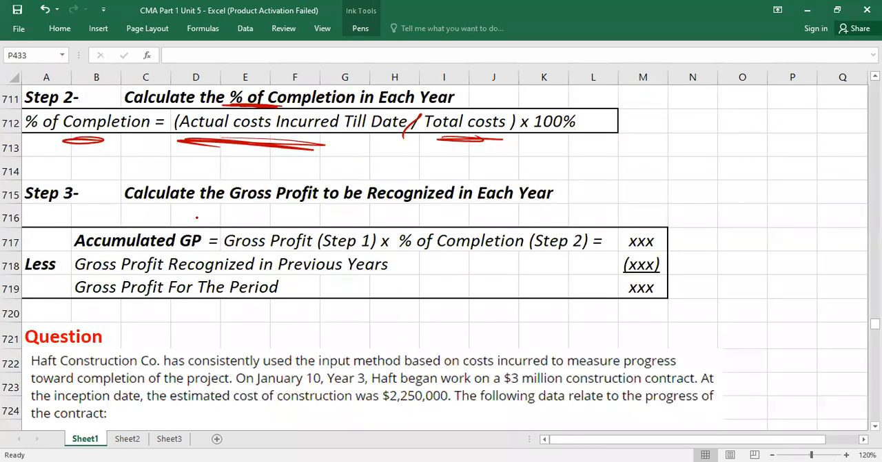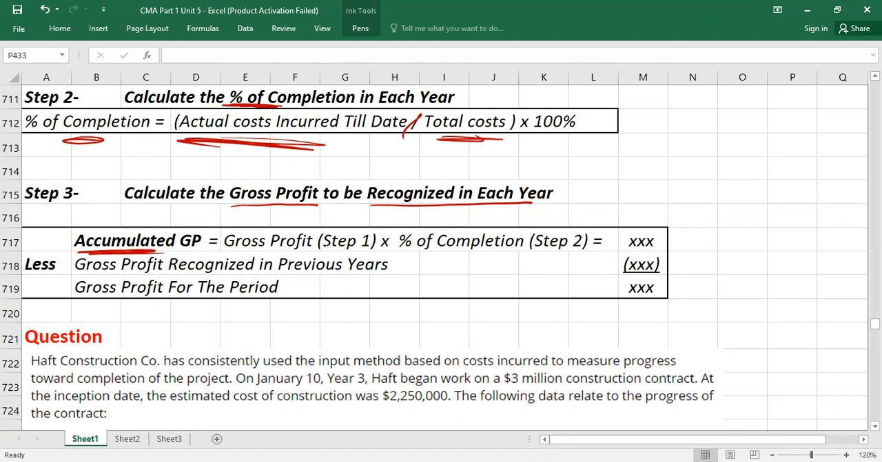And now quickly you will move to step number 3. What am I required to do? I am required to calculate the gross profit to be recognized in each year or in any given period. So what will I do? I will first calculate the cumulated GP. GP I will do directly, because GP recognized in the previous year is given.